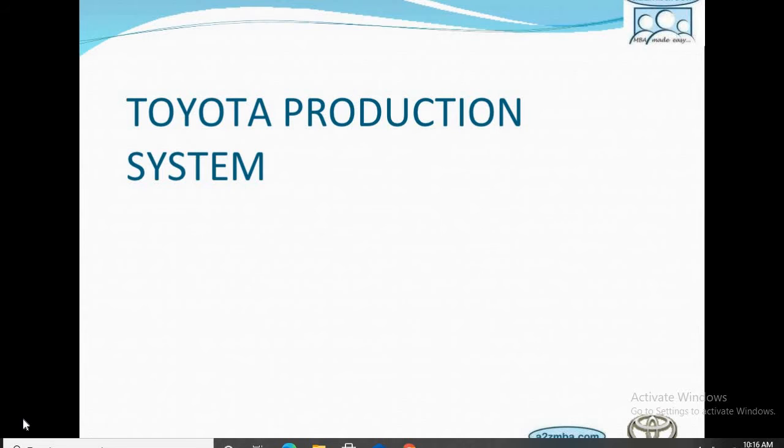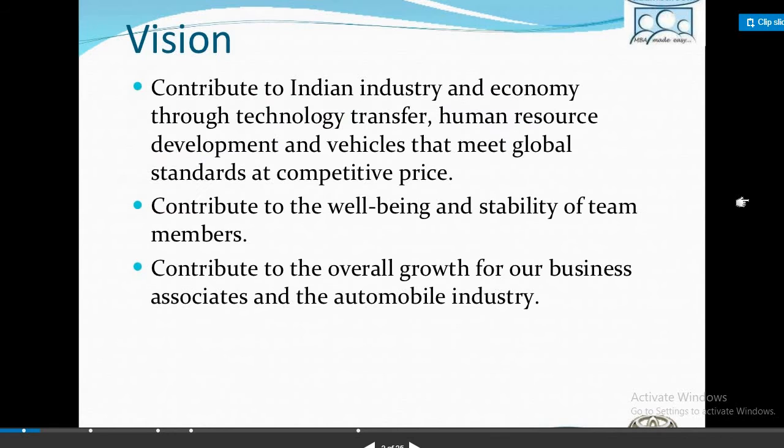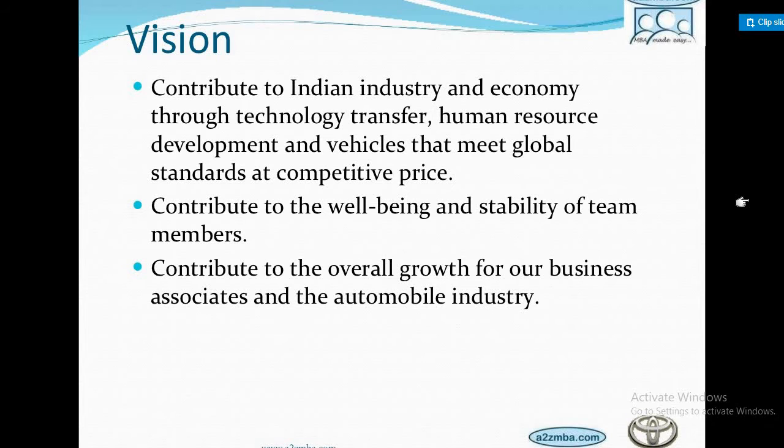What is meant by Toyota production system? Going further, as you can see in the slide, what are the different visions of the Toyota production system? It contributes to Indian industry and economy through technology transfer, human resource development, and vehicles that meet global standards at a competitive price. So this Toyota production system contributes to the Indian industry in order to increase the economy through technological transfer, meaning automation that we have adopted, human resource development, and vehicles that meet global standards at a competitive price.